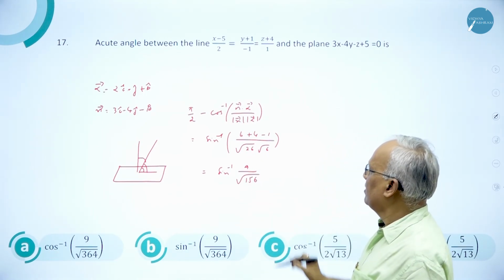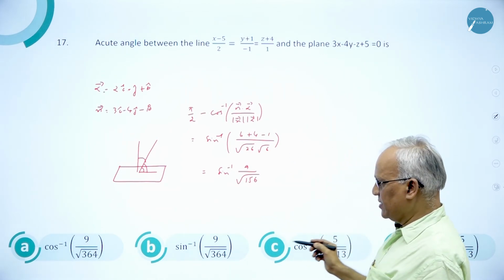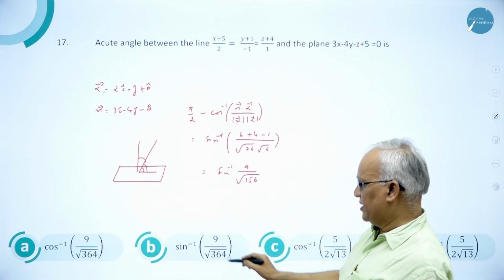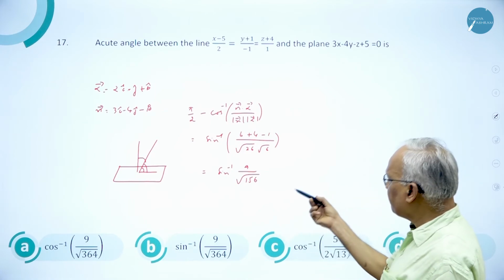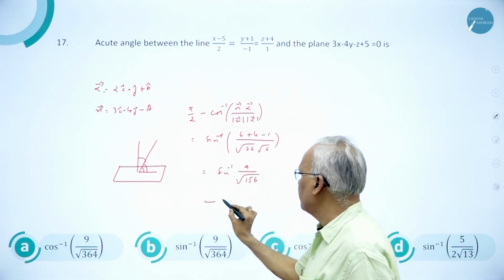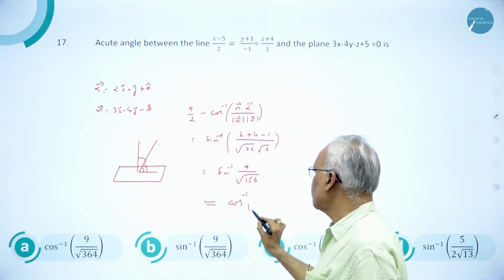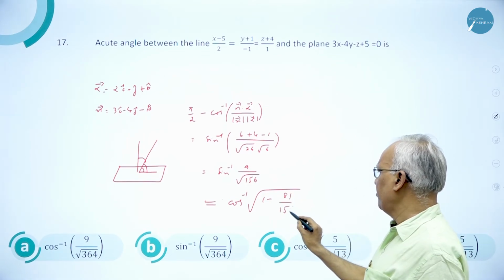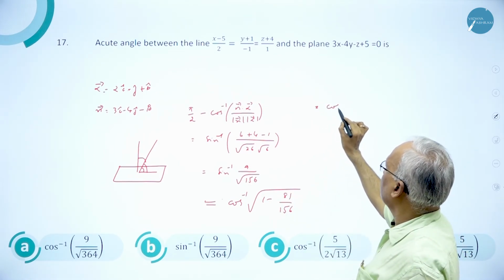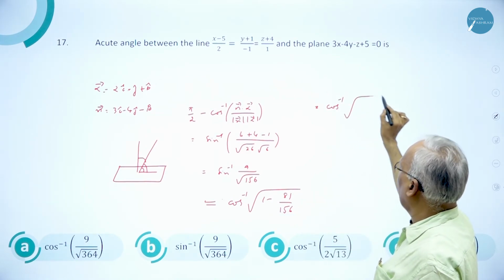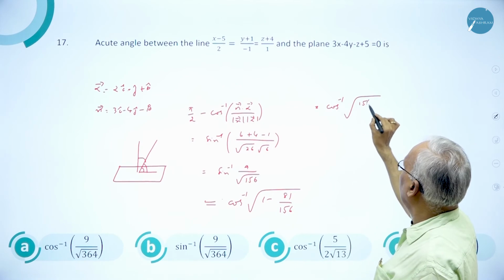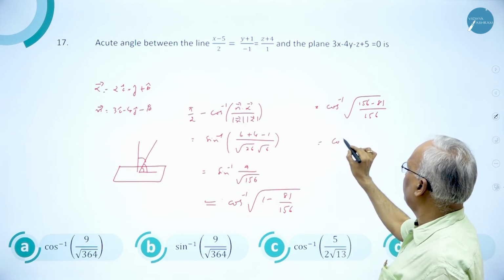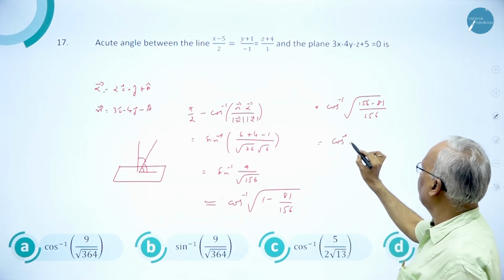Now see the choices. None of them is here. 9 by root 156, here it is root 64, none of them. So you try for cos inverse now. It is equal to cos inverse of square root of 1 minus square of this, that is 81 divided by 156. So which is equal to cos inverse of, tell me, square root of 156 minus 81, 156 minus 81 divided by 156, which is equal to cos inverse of root of 75.